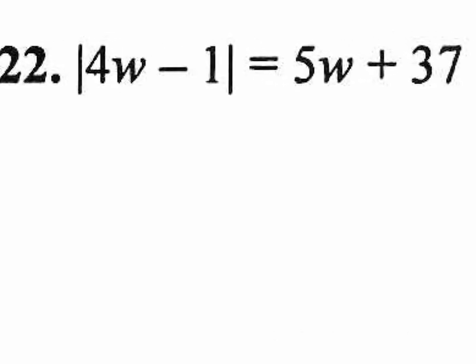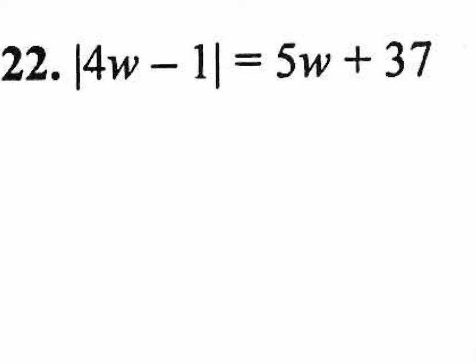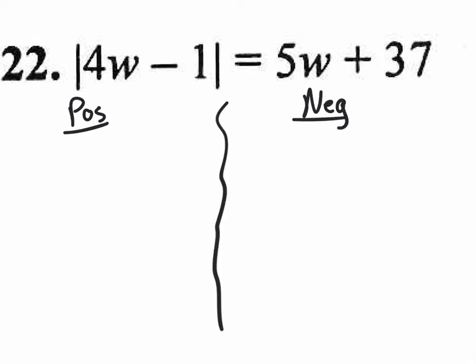22. 22, what do I do? Isolate? Okay, it's already isolated though, right? What next? Positive and negative situations. How do I do the positive situation?